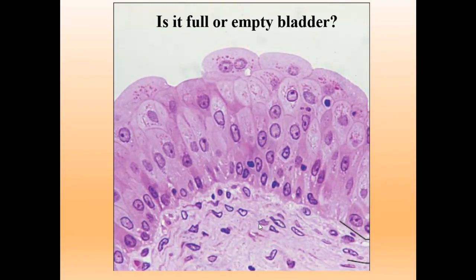Can you answer this question? This is an epithelium from the urinary bladder. Is it full or empty bladder? Look at it. Count the number. Usually any row of nuclei will be considered as one layer, like these ones, these ones, these ones, these ones. Okay, so there are 5 to 6 layers. Definitely this is a relaxed empty urinary bladder.